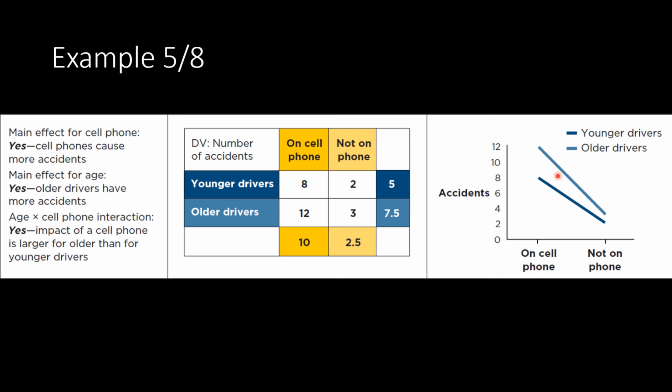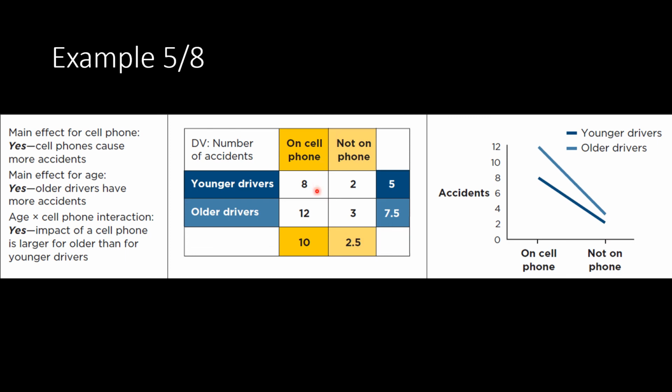Okay, anyway, you can see again a main effect, right? Older people tend to have more accidents than younger people in this context. Also, people who are on their phone have way more accidents than when they're not. So this is showing a main effect of being on your phone.